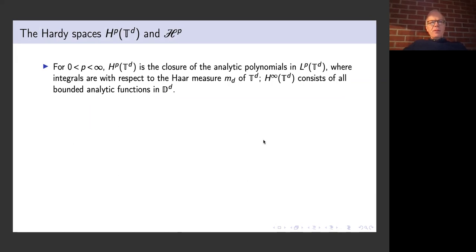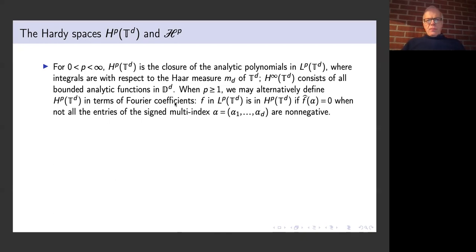We are on the d-torus, T^d. p is between one and infinity, and H^p of T^d is the closure of the analytic polynomials in L^p on the torus, where we compute integrals with respect to Haar measure, which is just the product measure of Lebesgue measure on the circles, normalized to have measure one, and H^infinity is just the space of bounded analytic functions in the interior, in the polydisk.